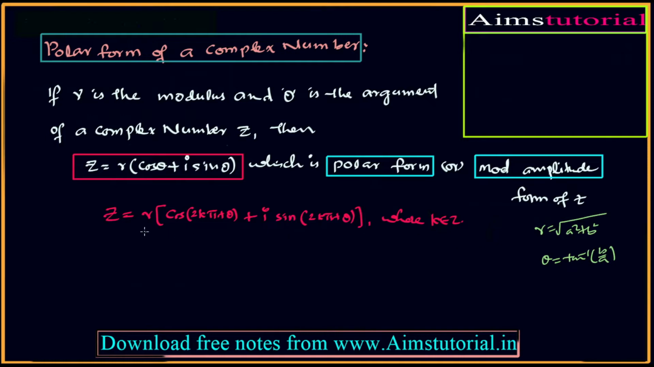For all values we can write z equals r times cos of 2k pi plus theta plus i times sin of 2k pi plus theta, where k belongs to Z. We will discuss this in de Moivre's theorem. So if z is a plus ib, then its polar form is z equals r times cos theta plus i sin theta.